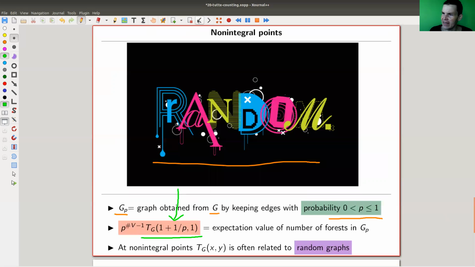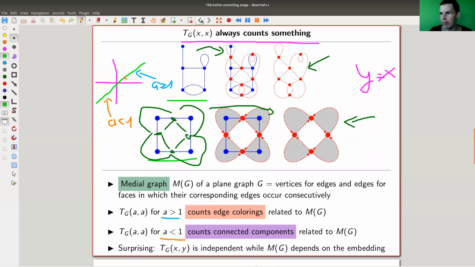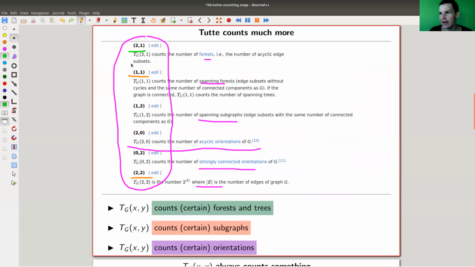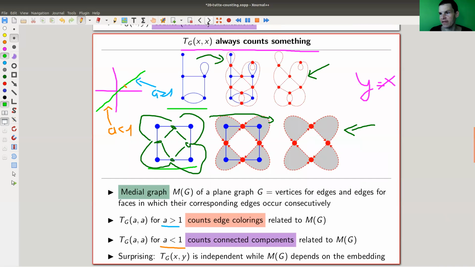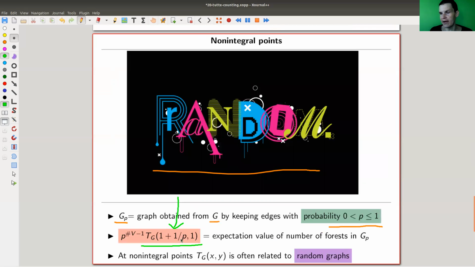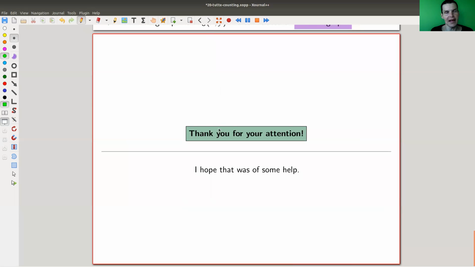As we have seen here, for p equals 1, this would be 2, 1. And if you remember, or probably you don't, the 2, 1 would be the number of forests anyway. And that's probability 1. So you keep an edge with probability 1, so you count the number of forests. And if you vary that by throwing in a smaller probability, then you can count the expectation value of that graph. And I personally like that a lot.